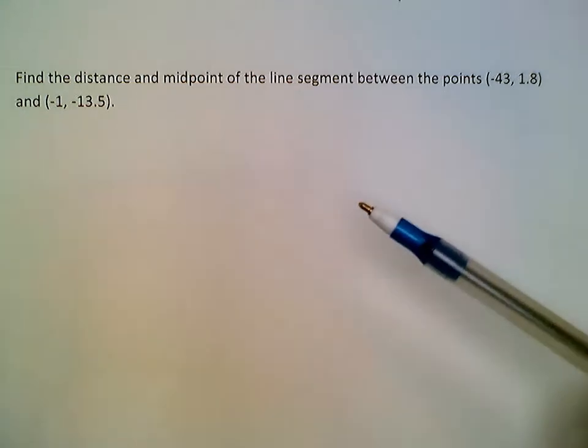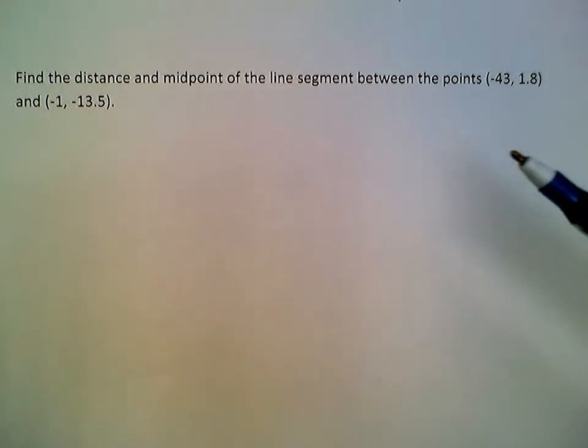So I'm still going to use the same strategy to find the distance. I'm still going to use the Pythagorean theorem, but I'm not going to bother to graph it because it's not really necessary. Because I can find the lengths of the two sides, the two legs of my right triangle, just by looking at the points.